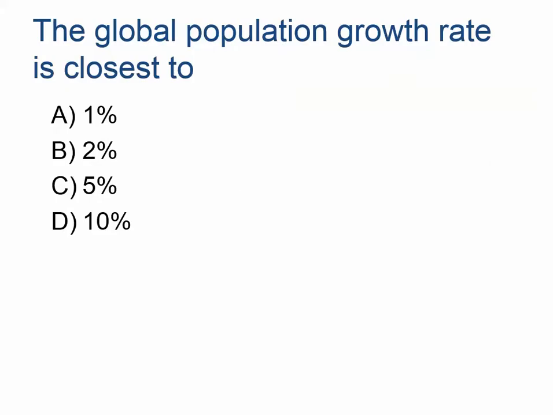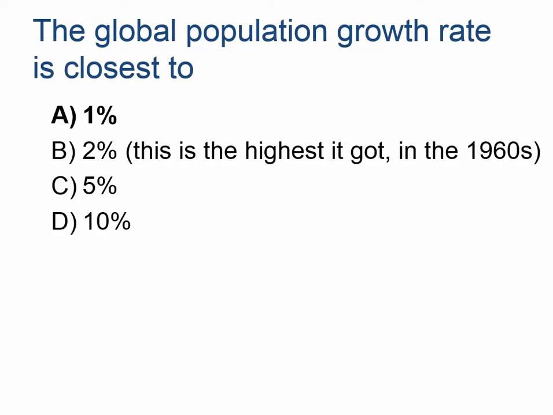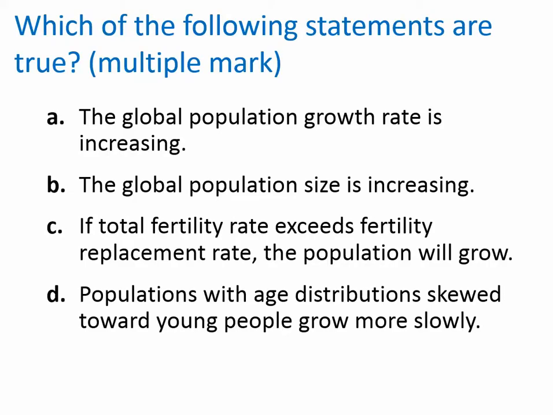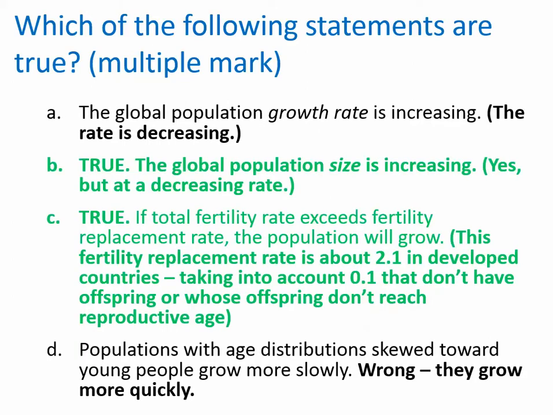So a little trivia: global population growth rate is closest to 1%, and 2% is the highest it got in the 1960s. Which of these following statements are true? This is multiple marks, so go ahead and pause and decide for yourself. Alright, welcome back. So only B and C are true.